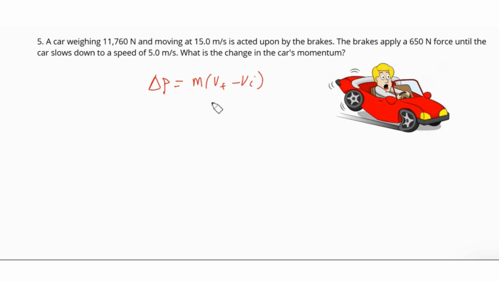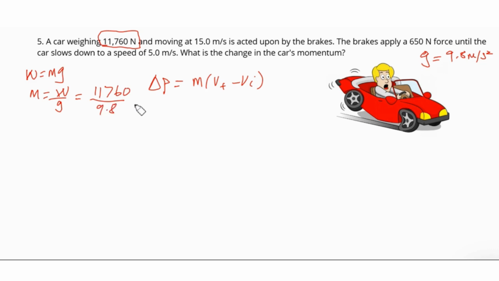m times (vf minus vi). Now in our case we weren't given the m, but we were given the weight of the object. If you recall, weight is the mass of the object times the gravitational acceleration. So our mass, of course, would be weight divided by the gravitational acceleration. And g, for most of our purposes, will be 9.8 meters per second squared. And so in our case, it would be 11,760 divided by 9.8, which gives me 1,200 kg. Okay, so now I can continue.